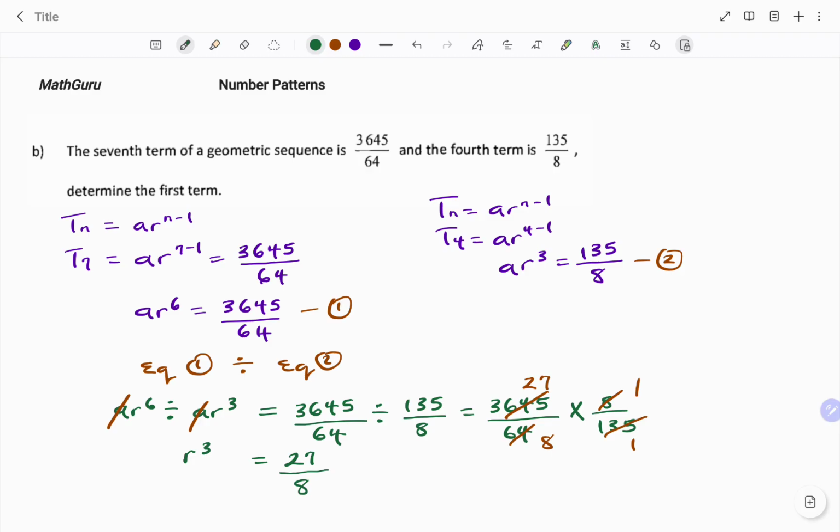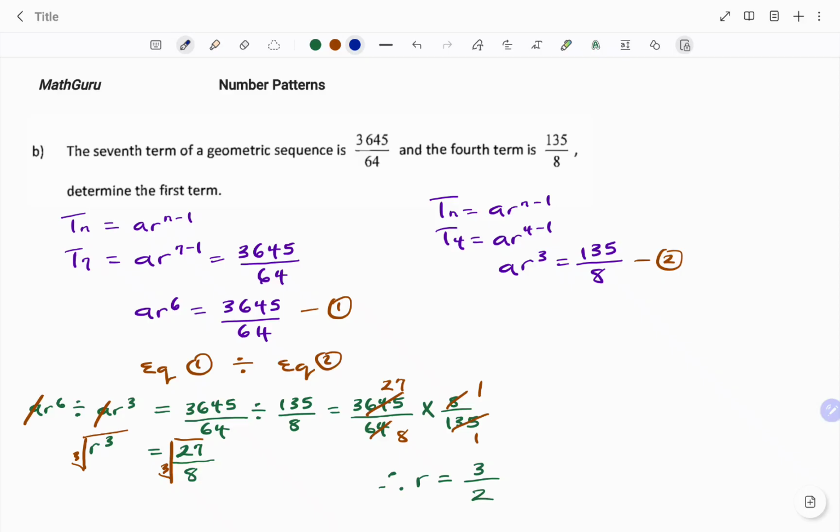And to find the value of r, I'm going to find the cube root of both sides. So therefore, my r will be equal to the cube root of, oh, I forgot to put my 3 as shown, because whatever you do on your left, you do on your right. So the cube root of 27 is 3, and the cube root of 8 is 2. So the value of r is 3 over 2.